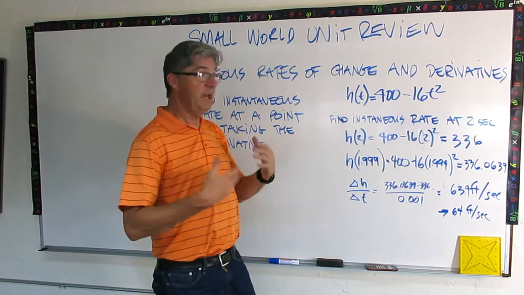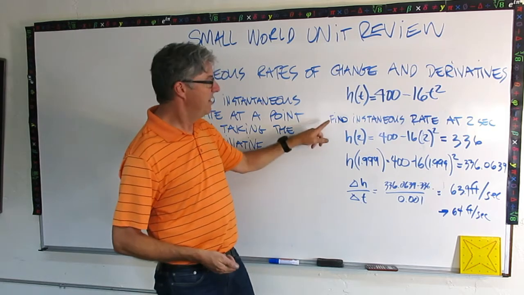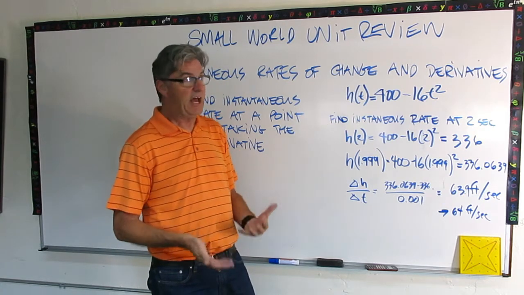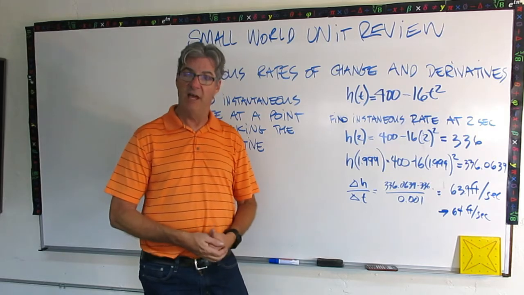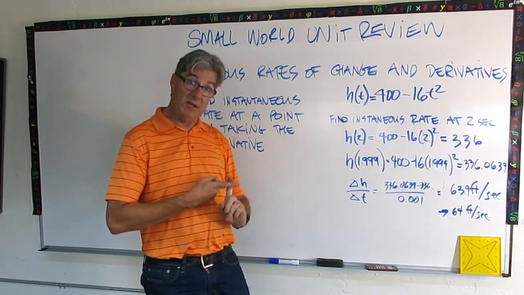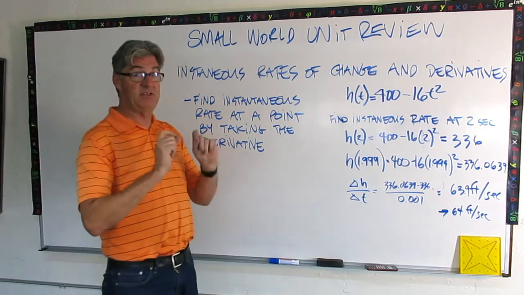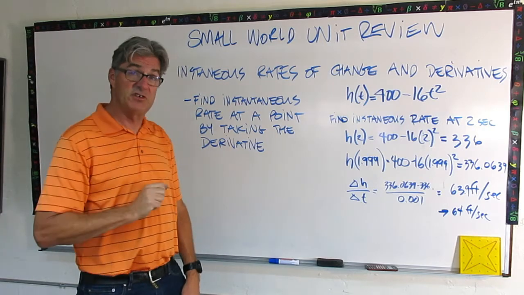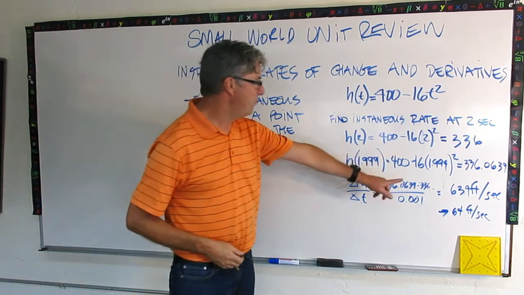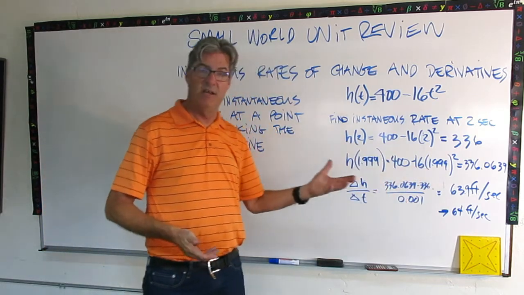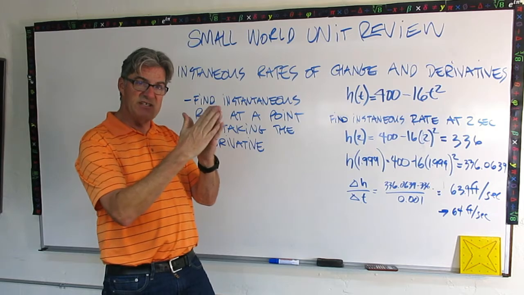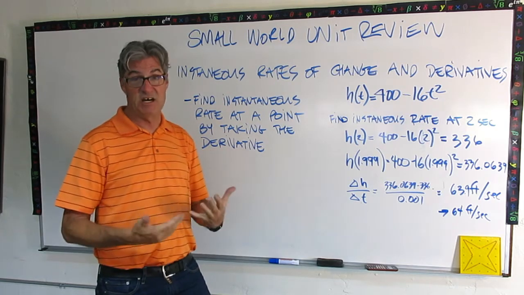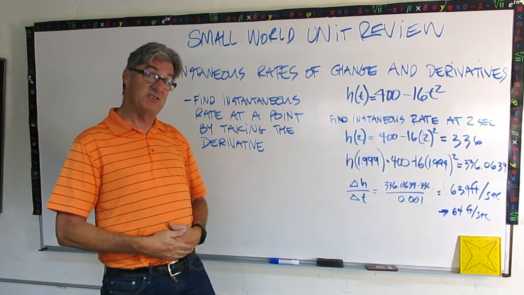Okay? So here's a question you might see. Find the instantaneous rate at 2 seconds. So what that means is, how fast is it falling at exactly 2 seconds? So what we do is we find the height at 2 seconds, and then we find the height at a time very, very, very close to 2 seconds. And I'm going to use 1.999 seconds. And then we compare those two heights, and we divide them by the change in time, and that will give us an idea of what the instantaneous rate is at 2 seconds.